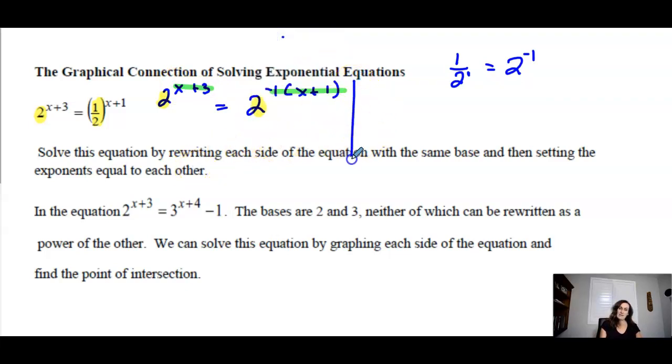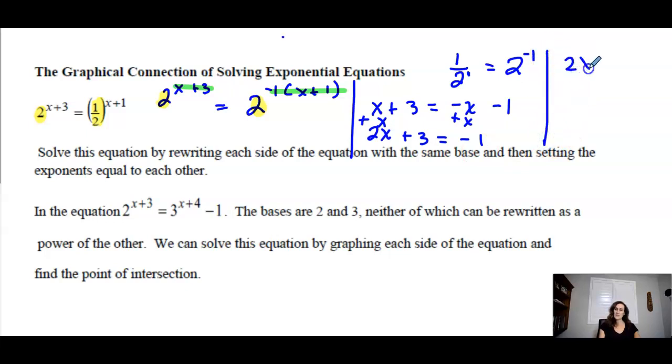So now I have x plus 3 is equal to the opposite of x, subtract 1. And from here, we can take this x and add it over here. So we have 2x, add the x, plus 3 equals -1. Subtract the 3 to the right. So 2x equals -4. Divide by 2, and x equals -2.